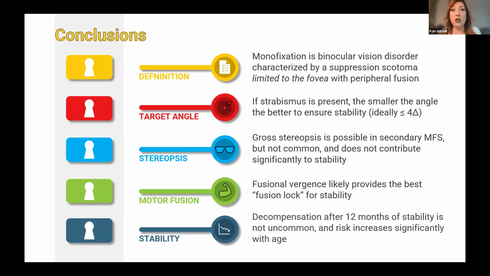And decompensation after 12 months of stability is not uncommon, and the risk increases significantly with age. I believe this is something that we need to discuss with the parents of our patients, even after a successful surgical result. Thank you.